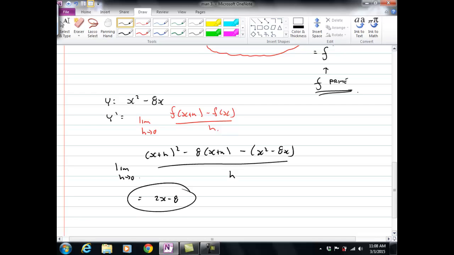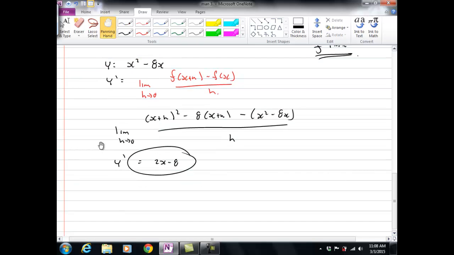That's correct. See, notice I'm not looking for an answer this time. I'm looking for an equation, because that's what y prime is. Y prime is an equation. Try this one.